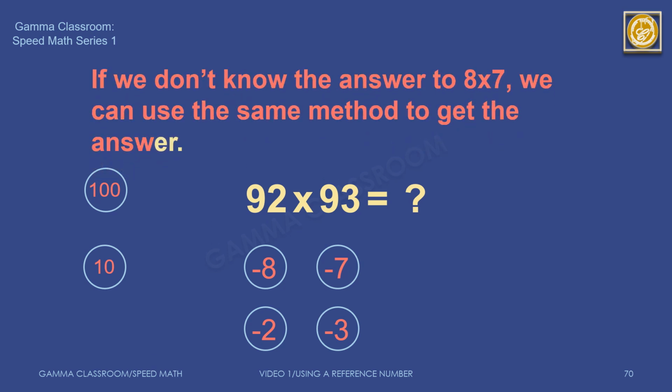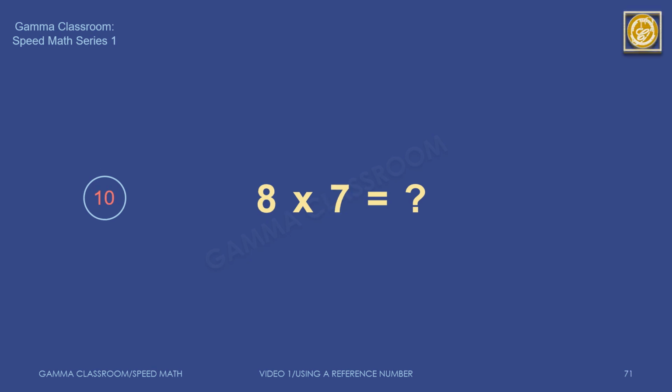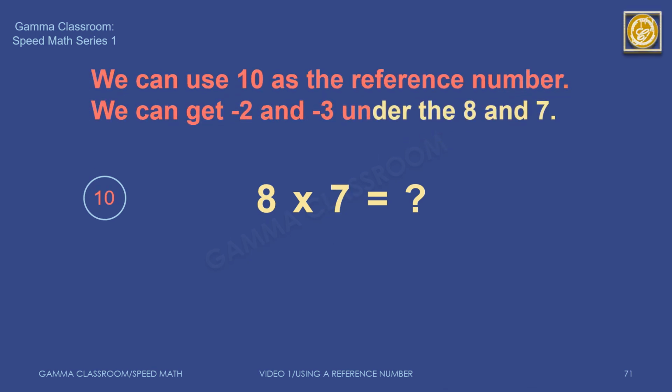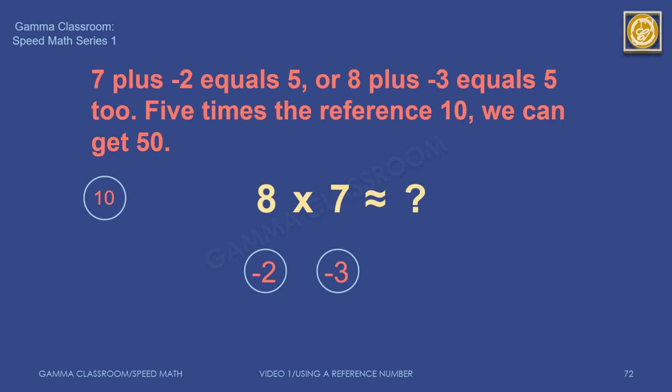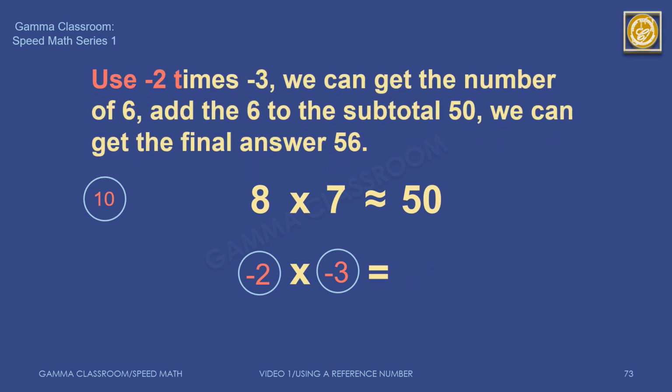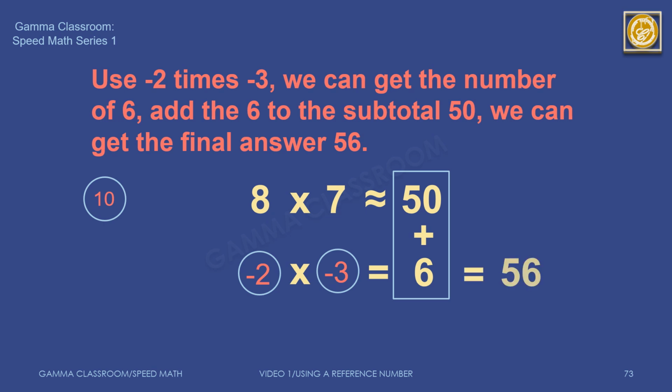If we don't know the answer to 8 times 7, we can use the same method to get the answer. We can use 10 as the reference number. We get minus 2 and minus 3 under the 8 and 7. 7 plus minus 2 equals 5, or 8 plus minus 3 equals 5 too. 5 times the reference 10, we get 50. Use minus 2 times minus 3, we get 6. Add the 6 to the subtotal 50, and we get the final answer 56.